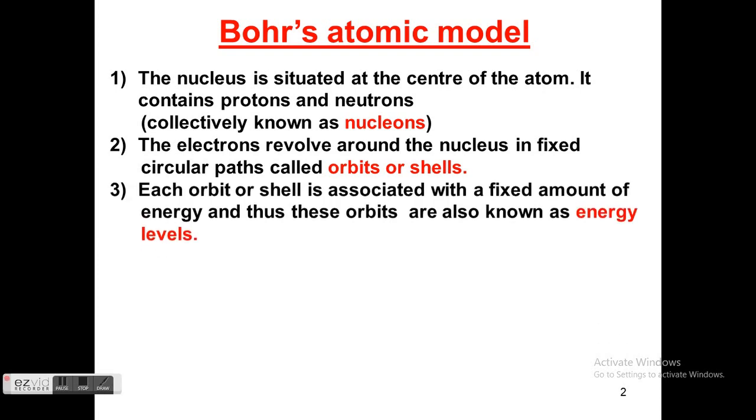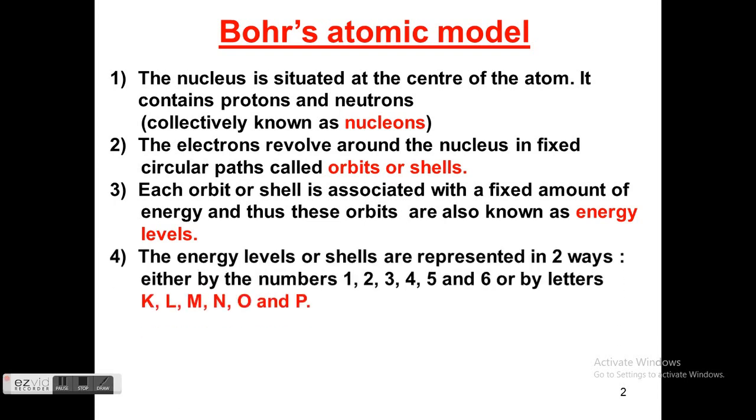Each orbit or shell is associated with a fixed amount of energy, and thus these orbits are also called energy levels. The energy levels or the shells are represented in two ways, either by the numbers 1, 2, 3, 4, 5 and 6, or by the letters K, L, M, N, O and P.